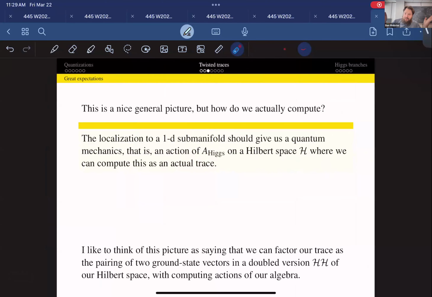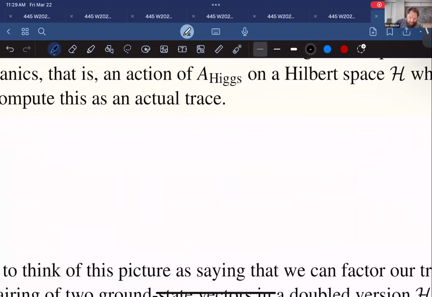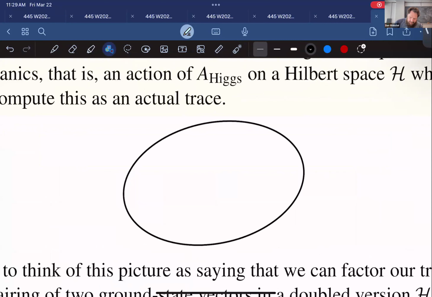Okay, so that's a nice overall picture. How do we actually compute anything? Unfortunately, this is one of the points where I was counting on myself to draw a picture, and then I never got my pencil back.